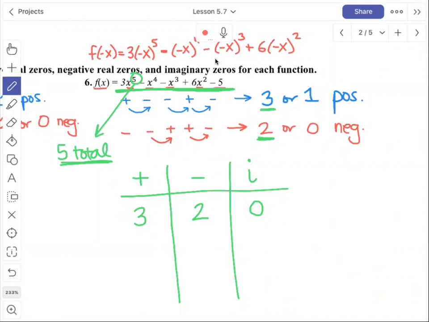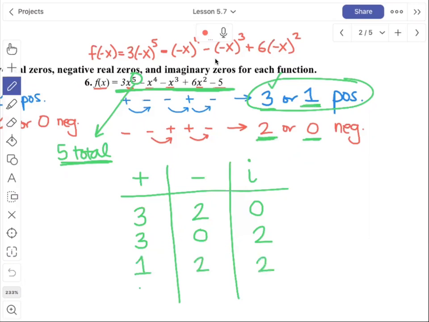Okay, let's try another combo. Pick another number for positive. So let's say I stick to 3, but instead of 2 negatives, let's say I have 0 negatives. How many imaginaries must I have? 2. Good. So we're done with the 3s. Now I have 1 positive and 2 negatives. How many imaginaries must I have? 2. Good. And what if I have 1 positive and 0 negatives? How many imaginaries must I have? 4. Perfect.